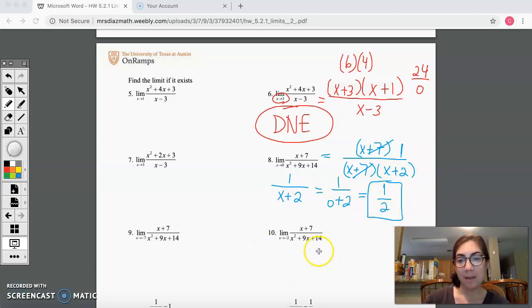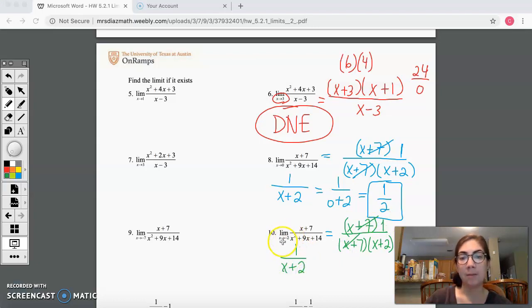Let's try number 10. Number 10, I'm going to do the same factoring. Let me change colors. So I got x plus 7 on the top. Looks like the same factors, x plus 7 and x plus 2. Just like that. The x plus 7s canceled, but don't forget what's left on the numerator. It's going to be 1. So 1 over x plus 2.